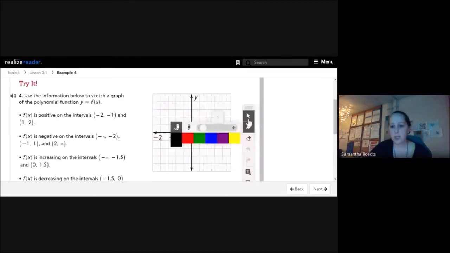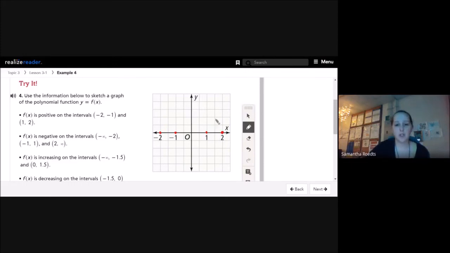Okay, so from between negative 2 and negative 1, we know that it's positive. I have a point that crosses here and one that crosses here. I know that it's positive between these two points, and positive between 1 and 2, so I'm going to put two points there, right there for each one. f of x is negative on the intervals from negative infinity to negative 2, so I know it's negative down here. Negative between negative 1 and 1, so it's down here. And then 2 to infinity, so over here.